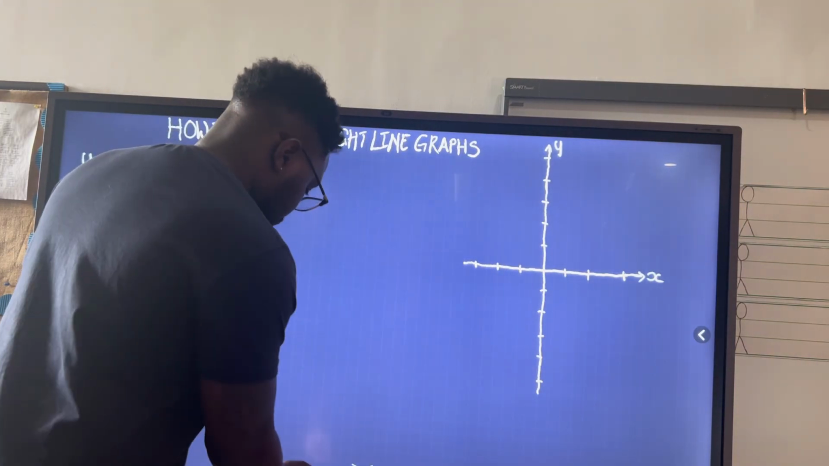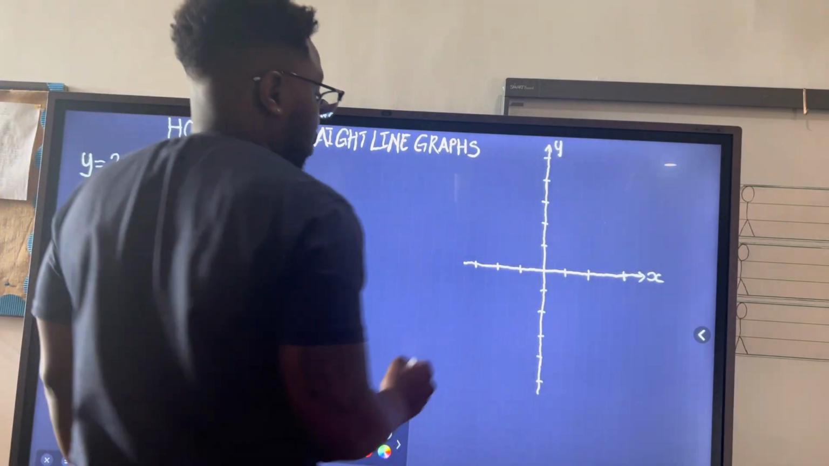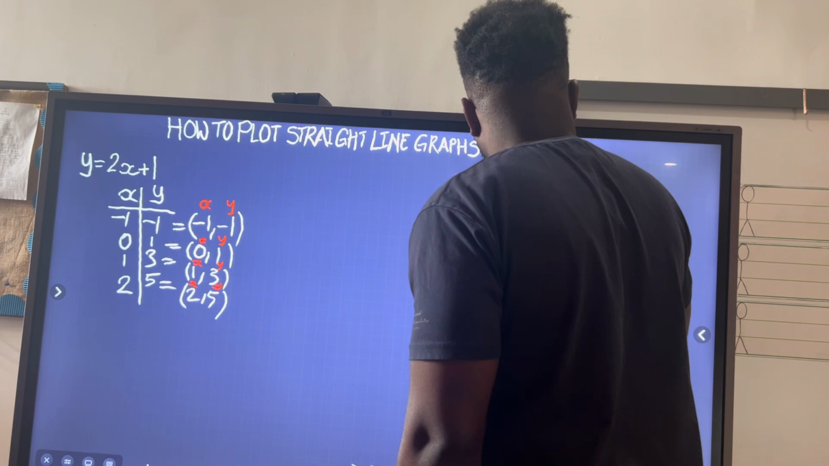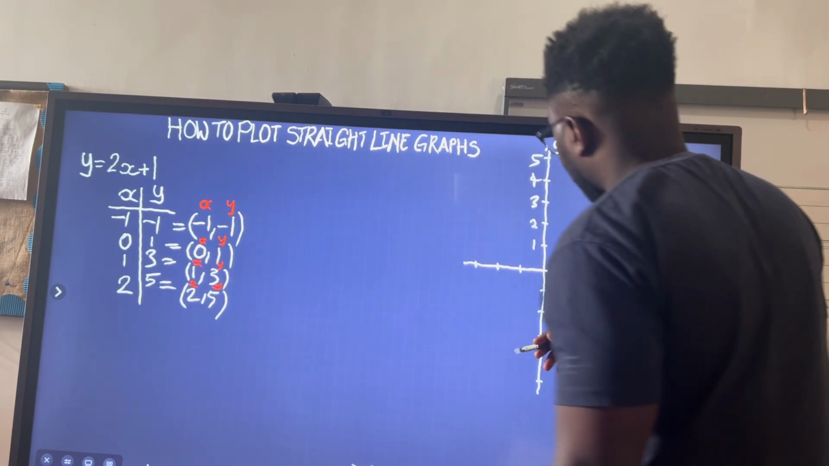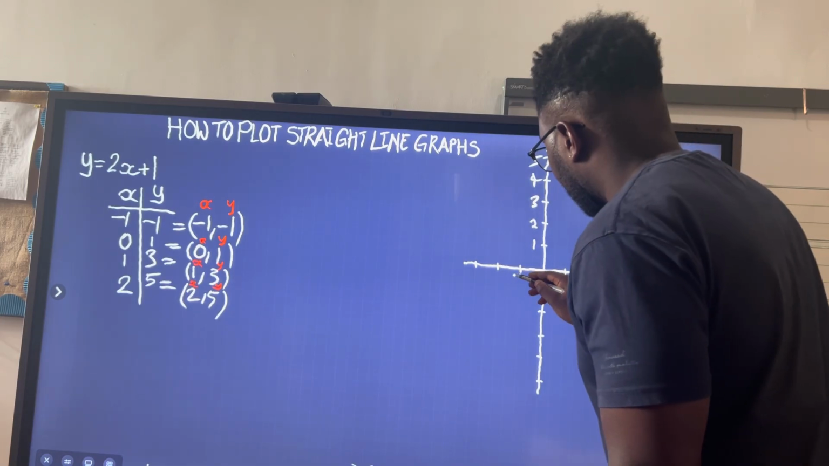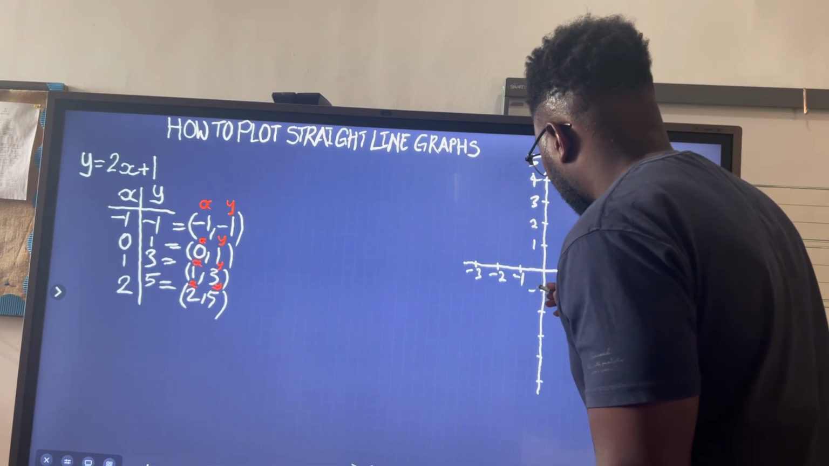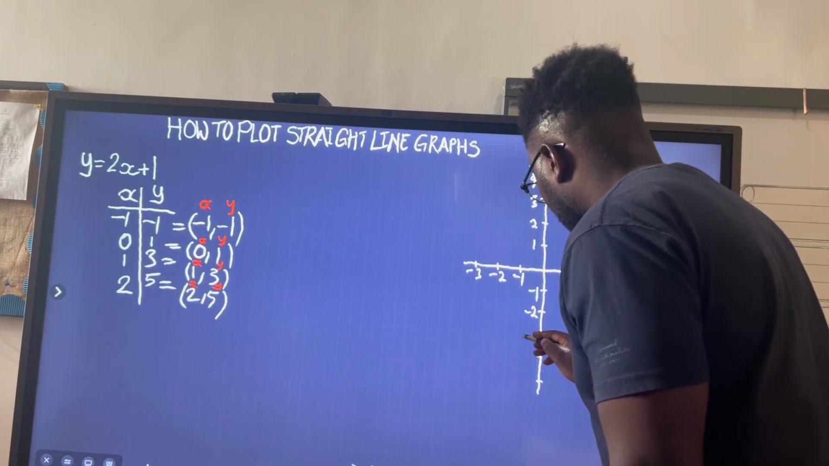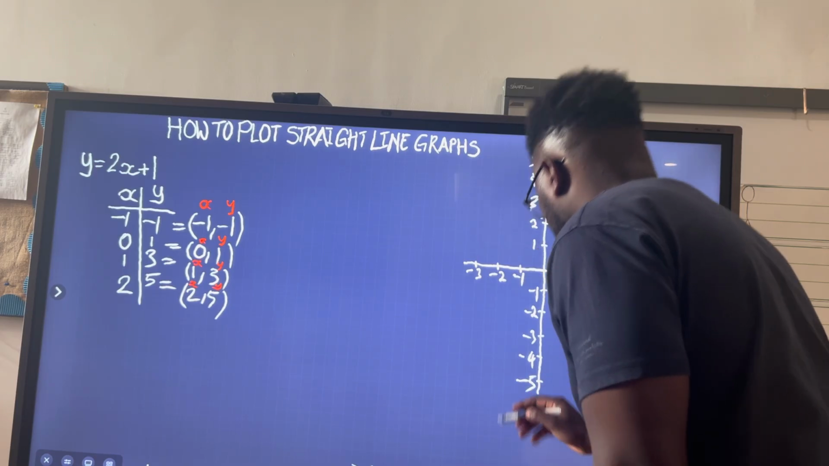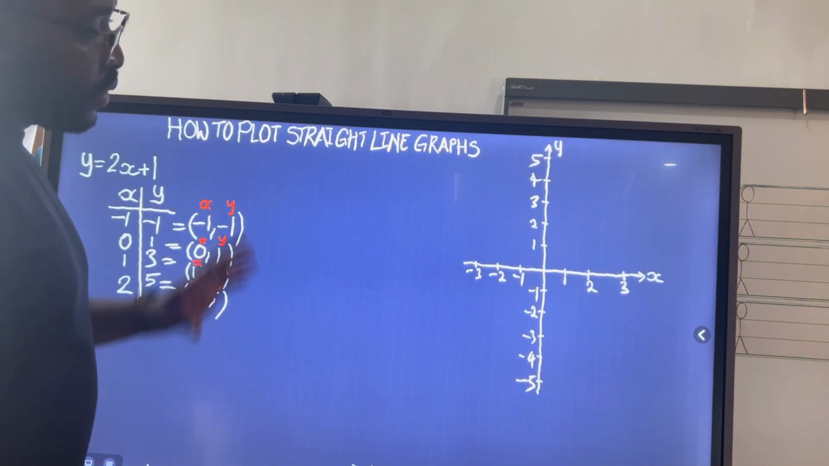Okay, so let's try now to plot our graph. This right here will be 1, 2, 3, 4, 5. That's +1, +2, +3, -1, -2, -3, -1, -2, -3, -4, and -5. Okay, so we have our coordinates here, so let's plot them.